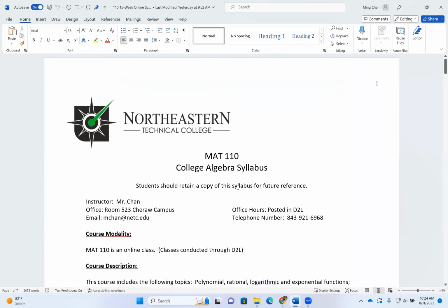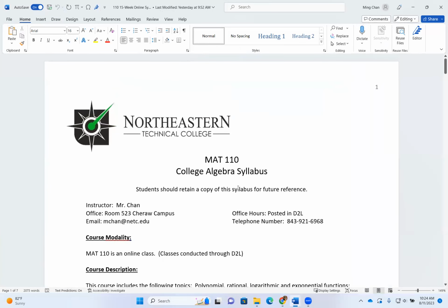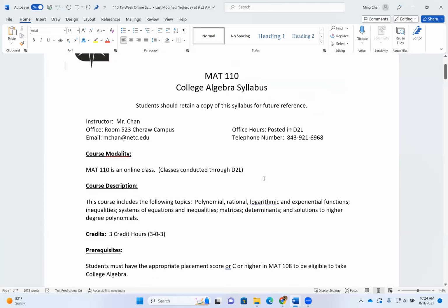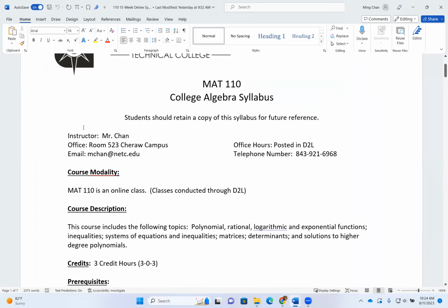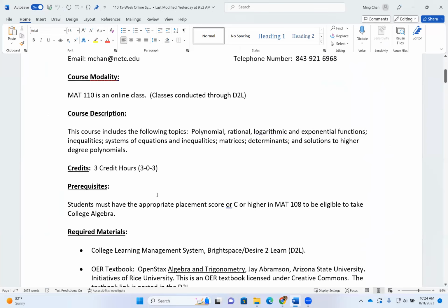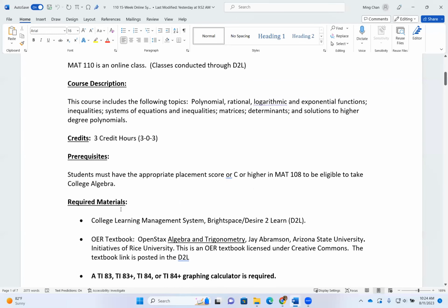Print, copy down the lecture handouts, watch the lecture video, take notes on the handout you printed or copied, and then complete the homework. Some homework has a computer portion only, some homework has both portions. Okay. And then turn in the notes that you took for that week. The top of the syllabus is my contact information, which is also in D2L. This is an online class. Here is our course description.